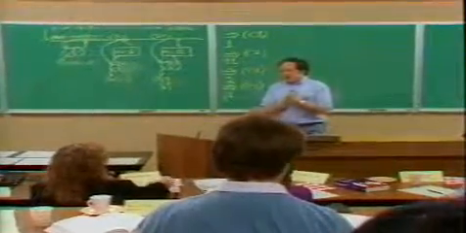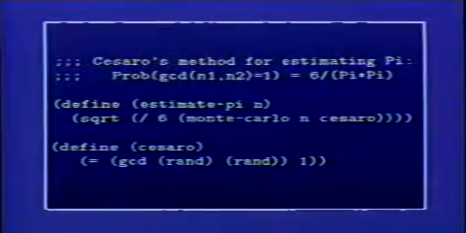There was a mathematician by the name of Cesaro, who figured out a clever way of computing pi. It turns out that if I take two random integers and compute their greatest common divisor, it is either 1 or it's not 1. If it's 1, then they have no common divisors.